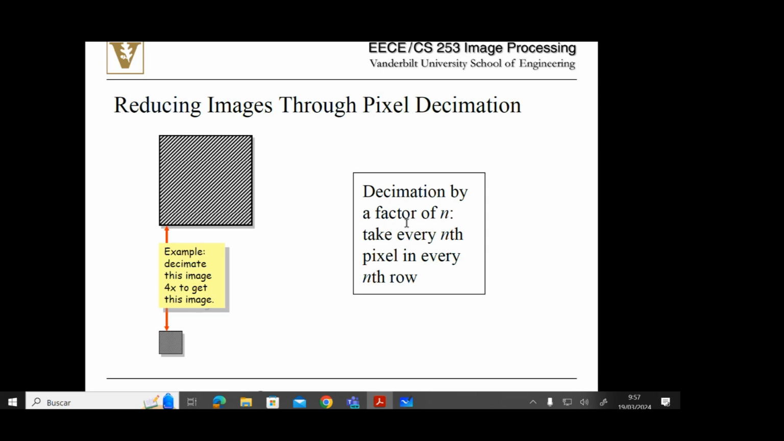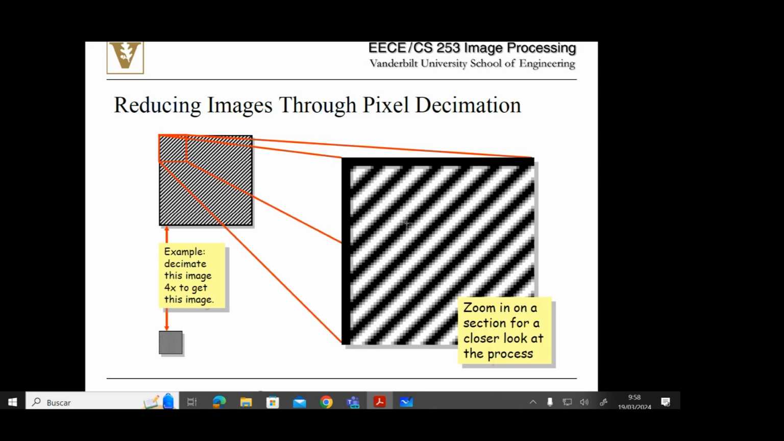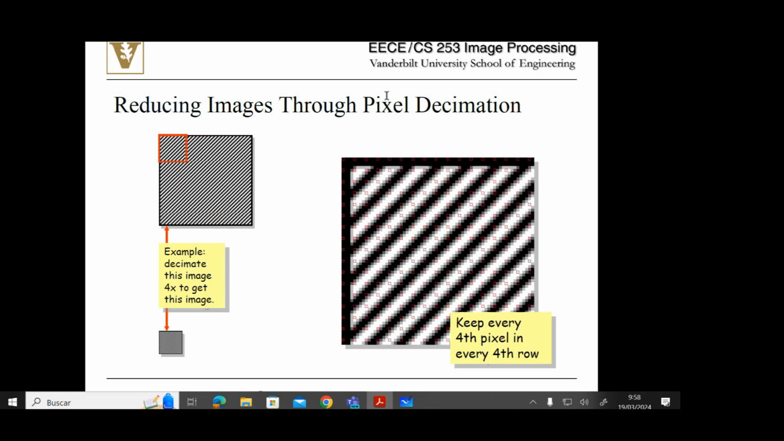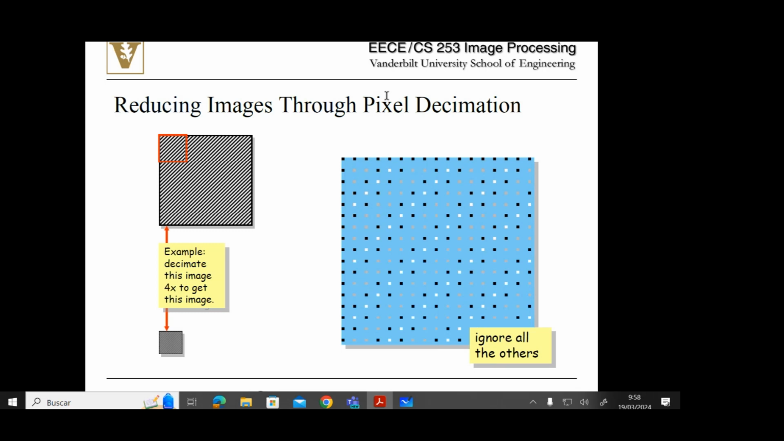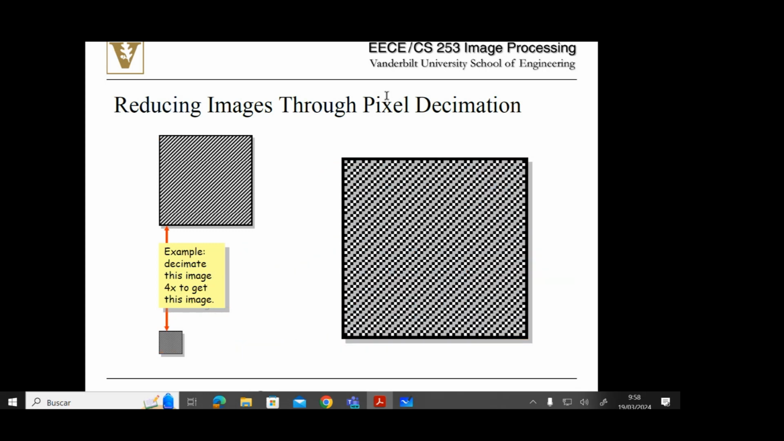Okay, so now let's go in the other direction. Instead of making it bigger, we will make it smaller. So this is decimation, and this we already know. Let's say that this is our original image. Now you take 1 every 4 pixels, and then you put it there.